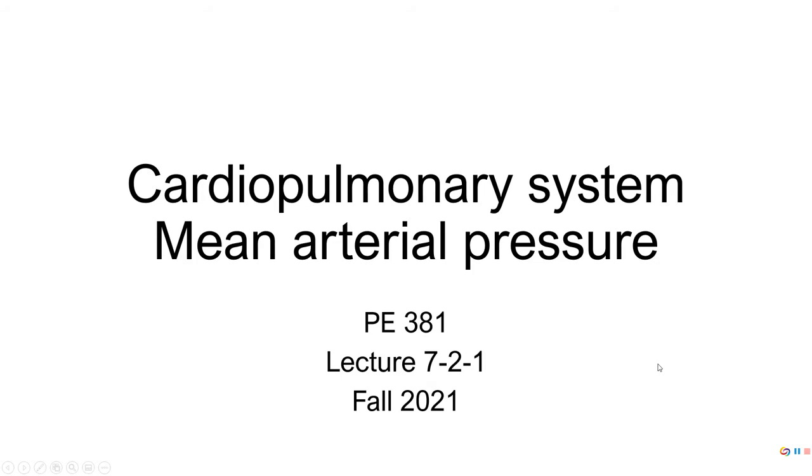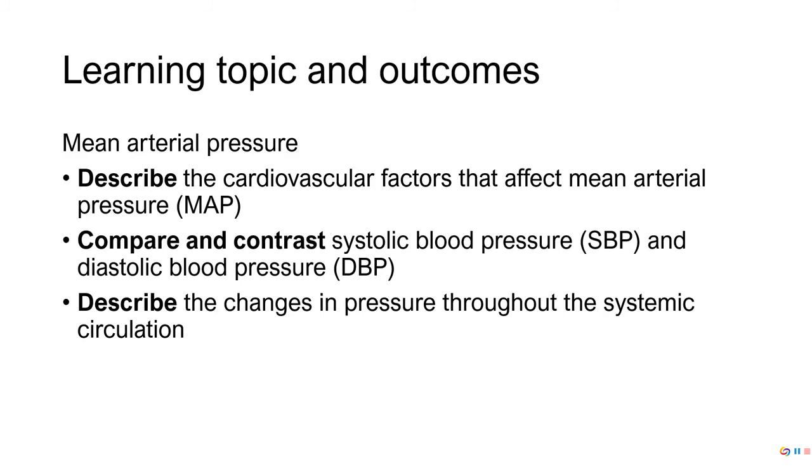So we're going to continue with the cardiopulmonary system by talking about mean arterial pressure, or MAP. And so we've got three main objectives here. What affects pressure, what's the difference between systolic and diastolic blood pressure, and how does pressure change throughout the systemic circulation. So to start off, remember that flow equals the change in pressure over resistance.